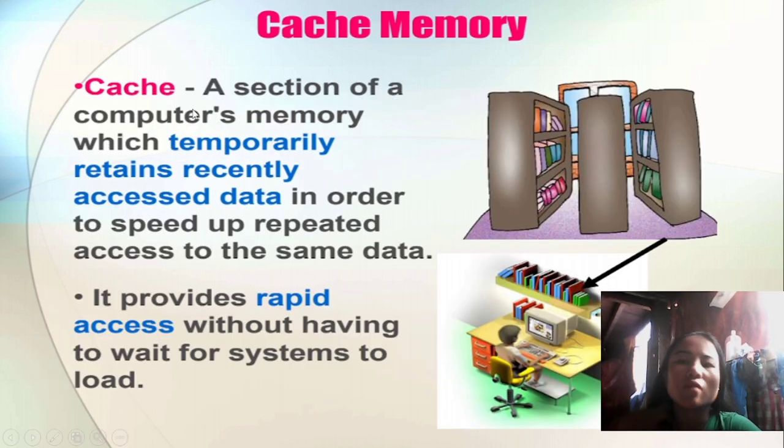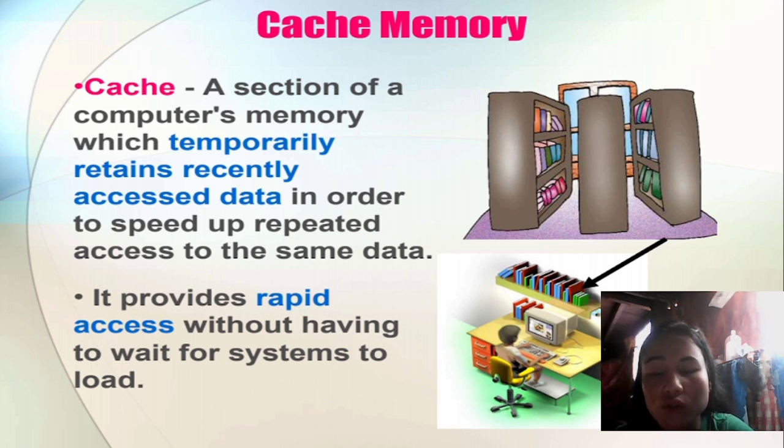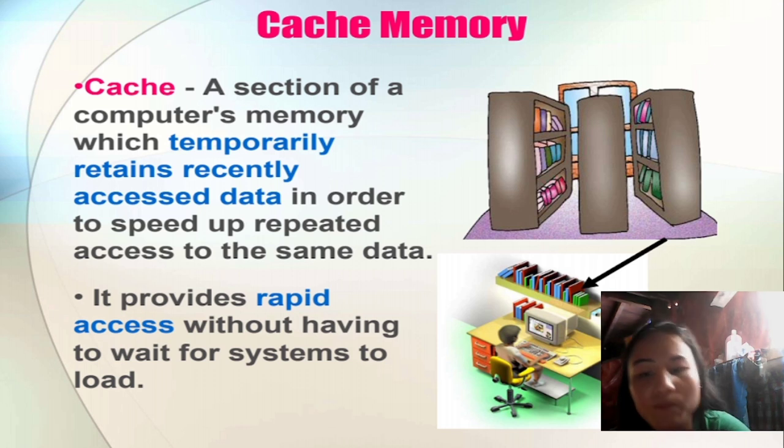Cache is a section of a computer's memory which temporarily retains recently accessed data in order to speed up repeated access to the same data. It provides rapid access without having to wait for systems to load. So, these are the examples. These two images mean that it provides rapid access to data without having to wait for systems to load. Because the data is already in the cache, retrieving it is faster than getting it from larger memory storage. In the illustration, a user can more quickly retrieve information from a small chip cache than from a large library.